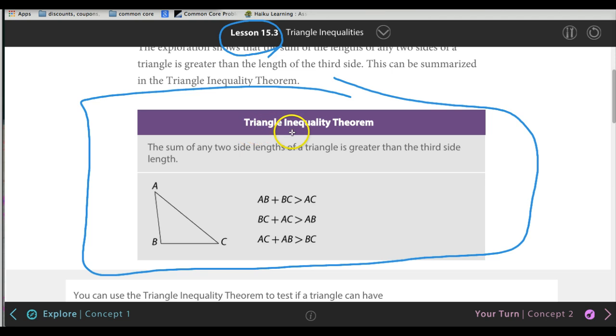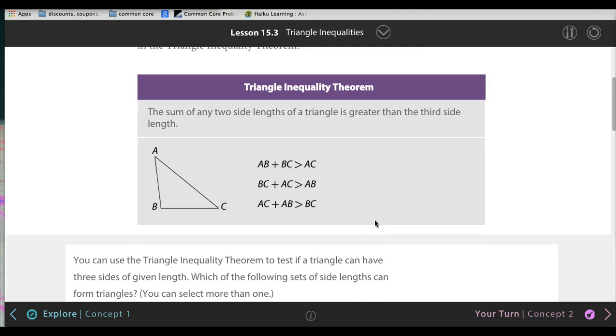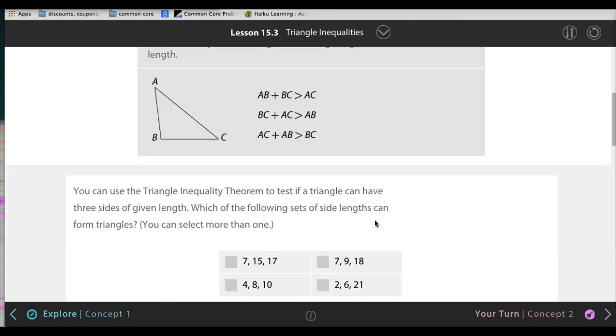Alright, so triangle inequality theorem. The sum of any two side lengths of a triangle is greater than the third side length, okay? So we already practiced that in the previous section, which basically means AB plus BC, if you add these two sides together, it's always going to be greater than the opposite side. Same thing, BC plus, okay, so that's just common sense. Well, not really, but we explored and we figured it out, okay?